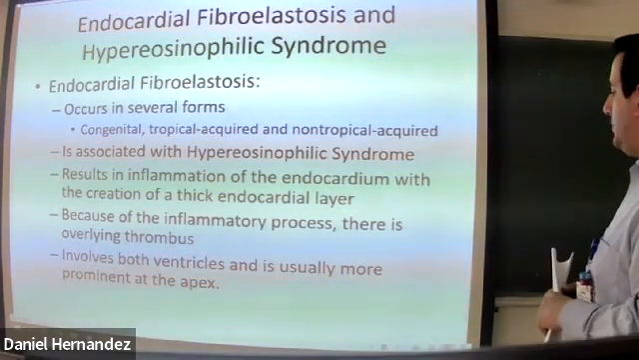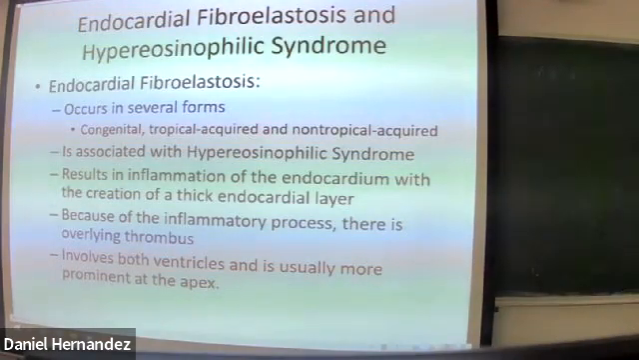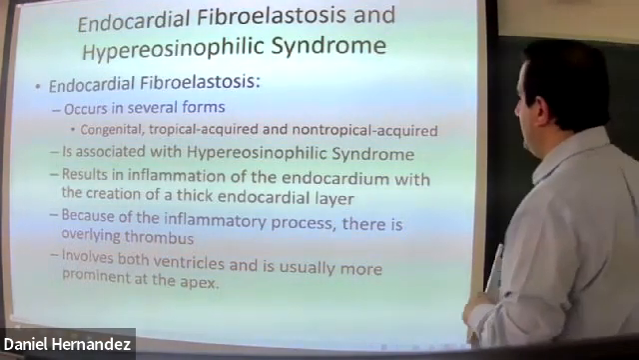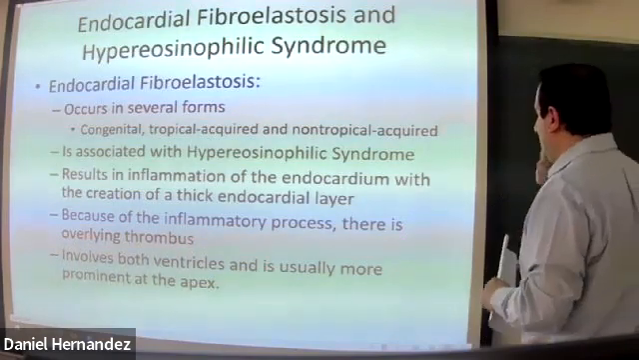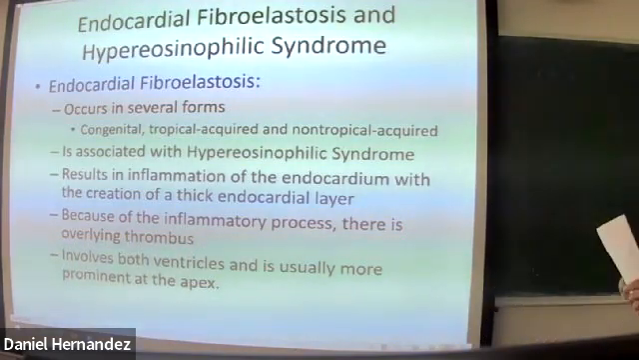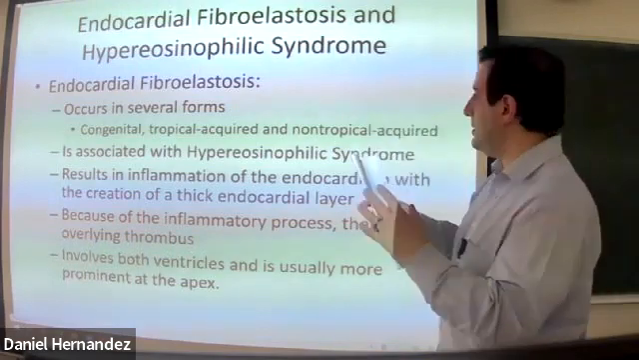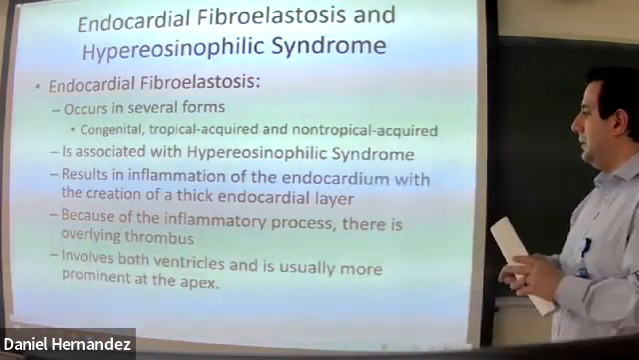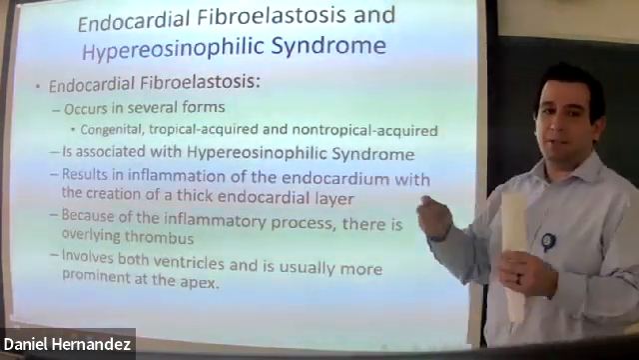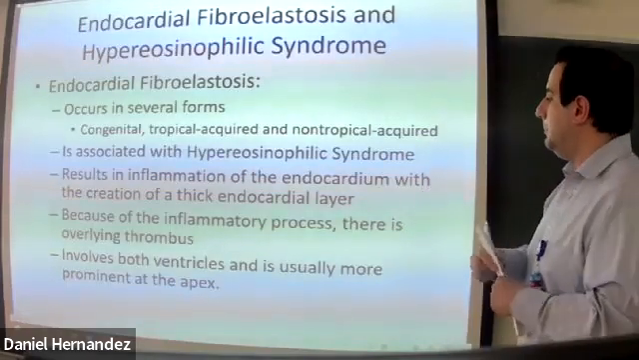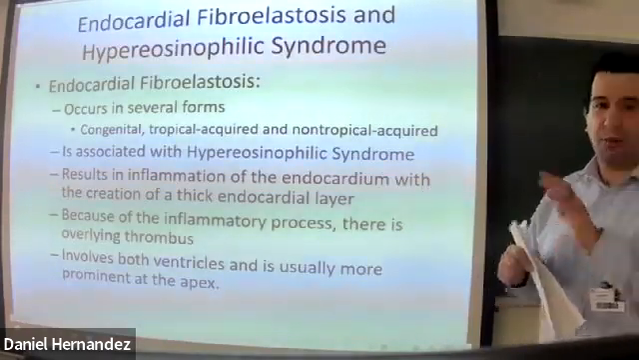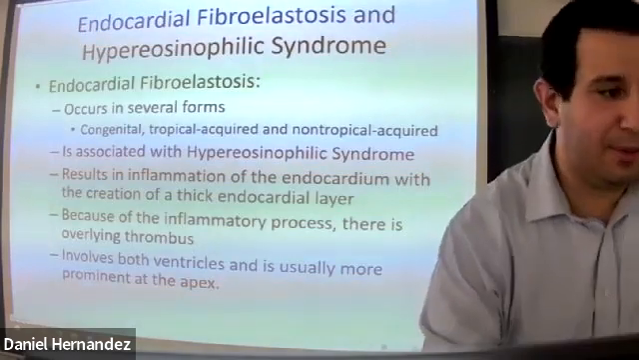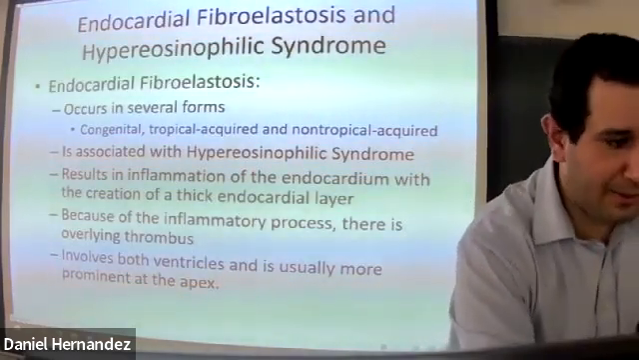It involves both ventricles and is usually more prominent at the apex. So this is a thickening of that endocardial layer at the level of the apex. So it's like an inflammatory disease process in that endocardial layer at the apex. And because it's this disease process, there's usually thrombus formation that's associated with that thickened layer of endocardial tissue.